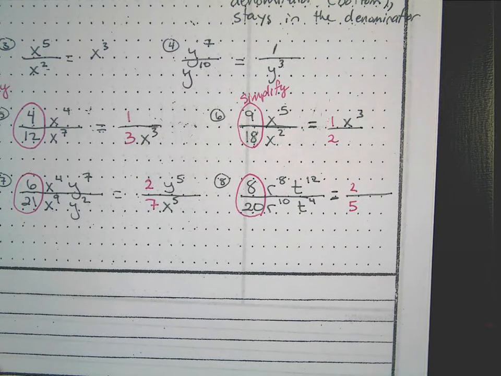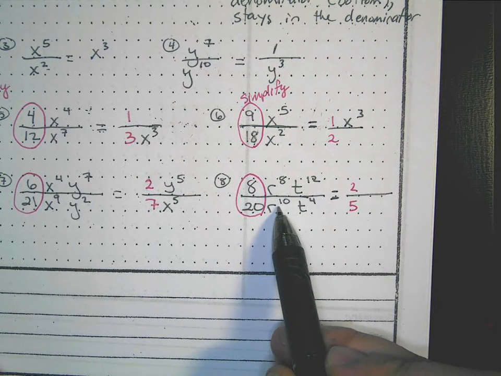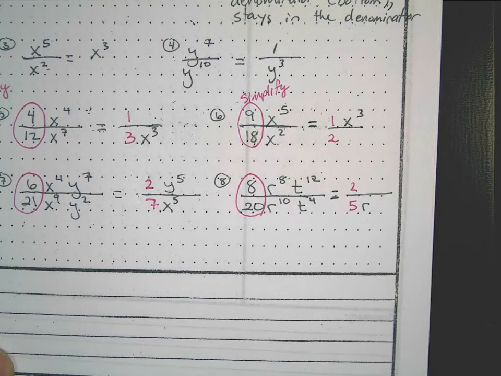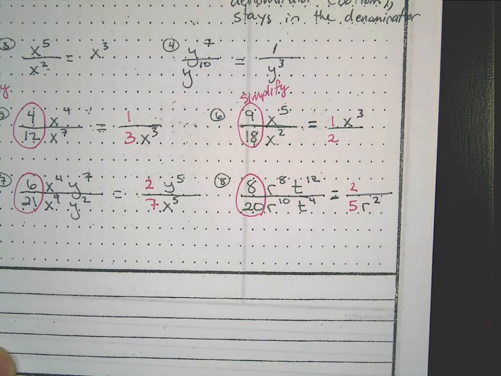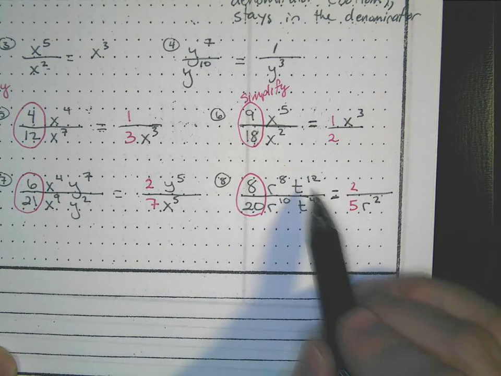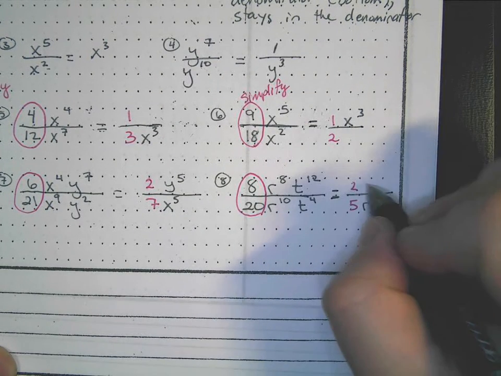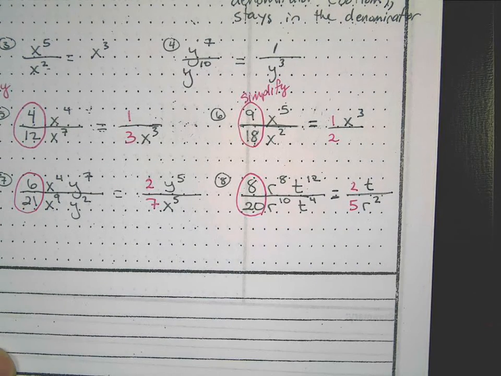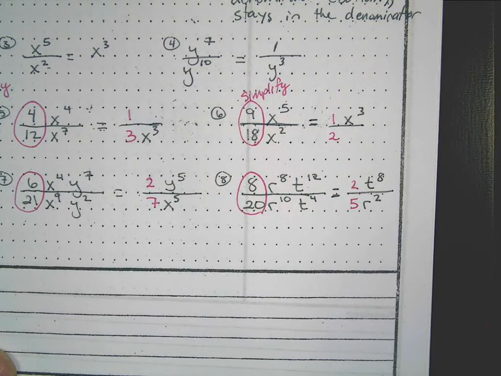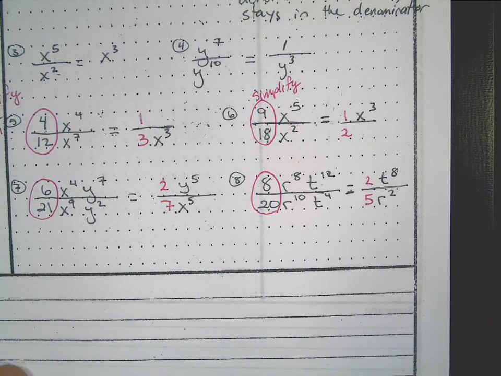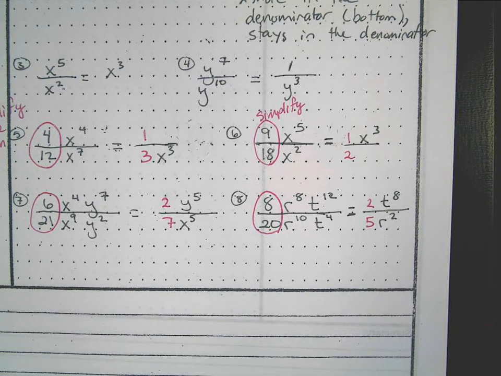So I have my r's. I've got more r's in the bottom, so I know it's going to be in the bottom when I'm done. And 10 minus 8 is 2. Now my t's. Well, I have more t's in top, t to the 12, so put my t's at top. And then I'll go 12 minus 4 is 8. And then we're done. So that's how we can use this exponent rule of dividing similar bases, which will lead to subtracting the exponents.